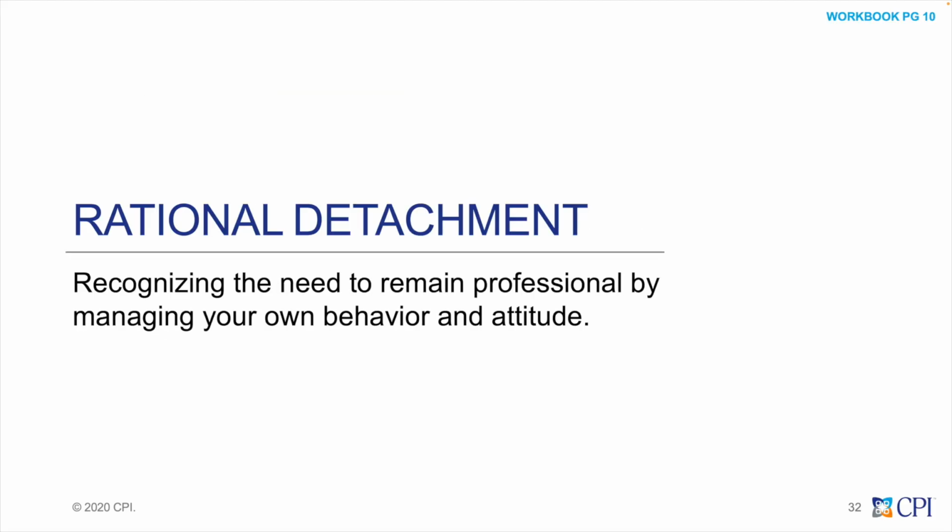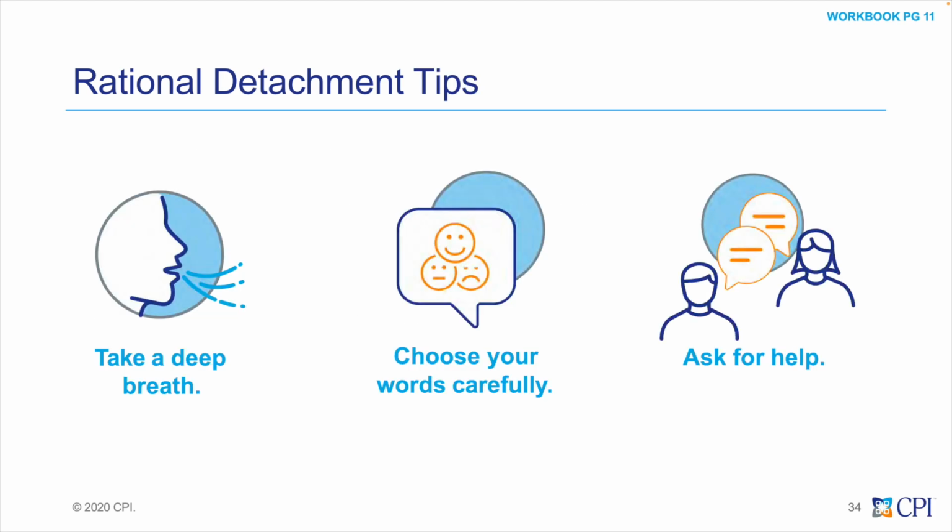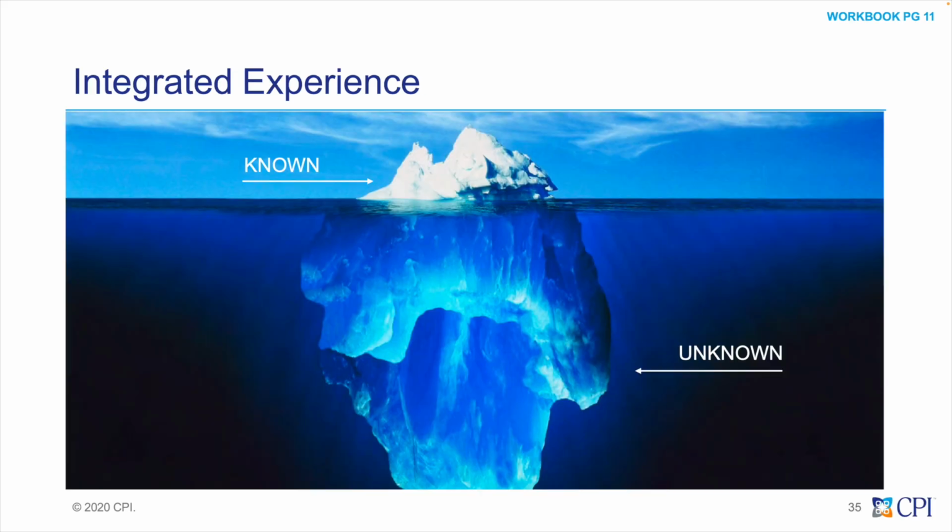Rational detachment. So, recognizing the need to remain professional by managing your own behavior and attitude. Observe the behavior. What is the other person communicating? How are you responding? What are you expressing or conveying? And how are they responding to you? Some tips: take a deep breath, choose your words carefully, and ask for help. Remember, you are never alone. An administrator is a call away.